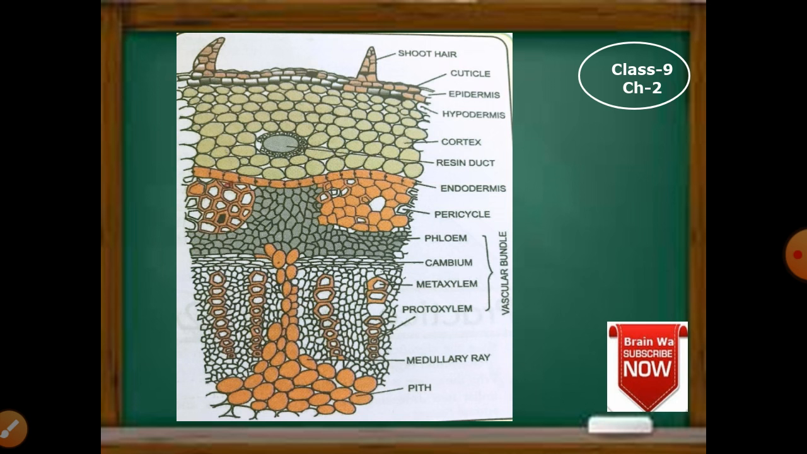Each vascular bundle of the dicot stem has xylem on the inner side, phloem on the outer side, and cambium in between. Pith lies in the central part of the dicot stem. It is formed of typical parenchyma and stores food. Medullary rays are radially arranged masses of parenchymal cells between the vascular bundles. These help in the radial conduction of water and food.